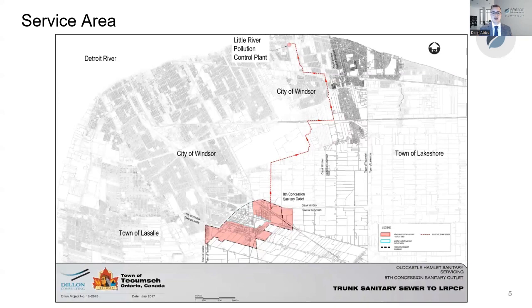If we take a look at the servicing area, you can see at the bottom of the map here, outlined and highlighted in pink, is the servicing area. What you'll see is that red dotted line with the arrow going north shows the 8th Concession sanitary outlet going through the city of Windsor, and all of the wastewater is proposed to outlet at the Little River Pollution Control Plant.